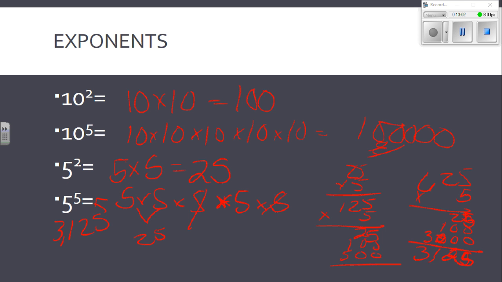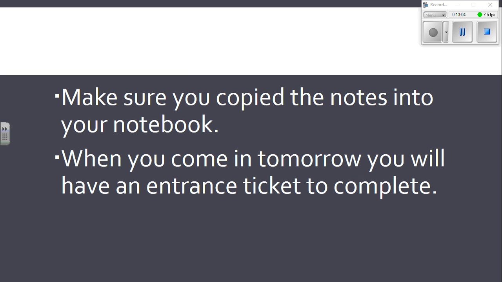Okay. So this was kind of complicated, so make sure you really pay attention to it. And we will talk in the morning. Make sure you're ready for your entrance ticket.